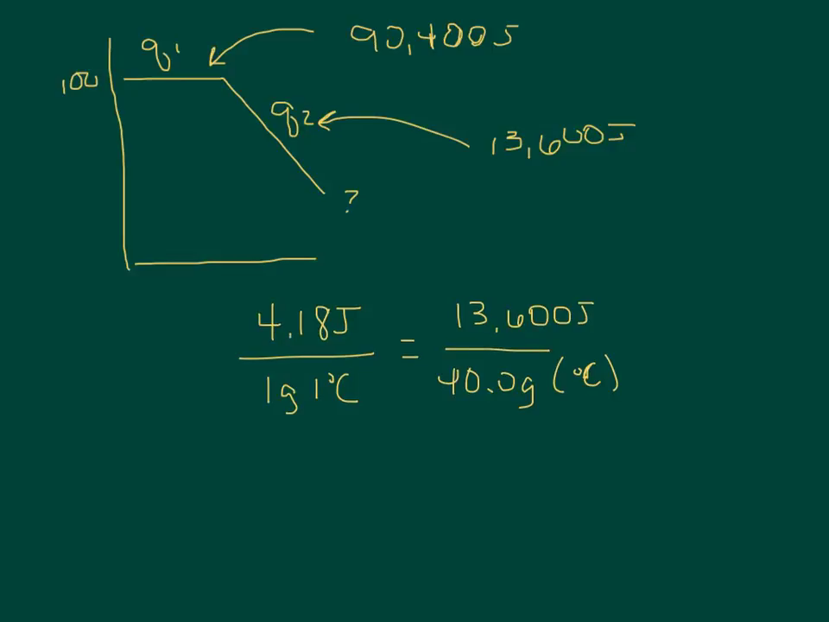So when I cross multiply and divide, I find that degrees Celsius is going to be equal to 81.3. So this is how much the temperature changes. It's not the final temperature. So if I started at 100 and I change 81.3, I should get a final temperature of 18.7 degrees Celsius.